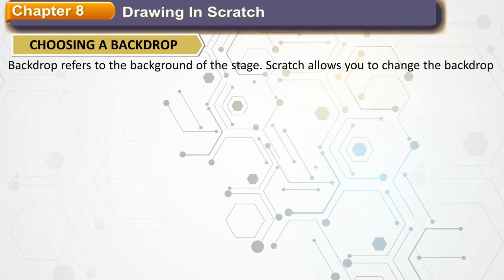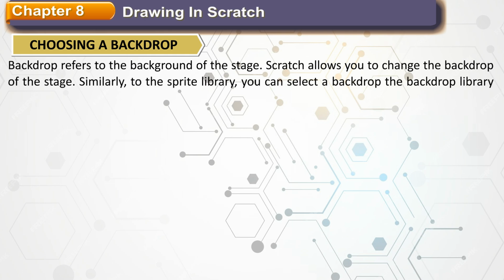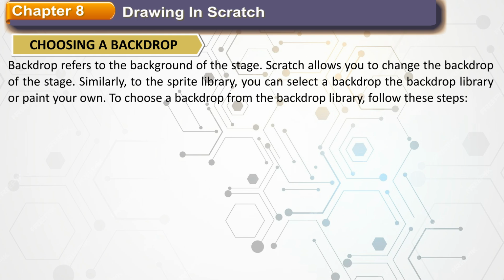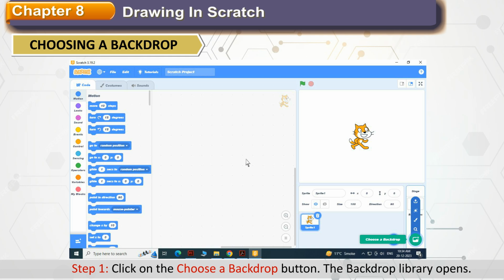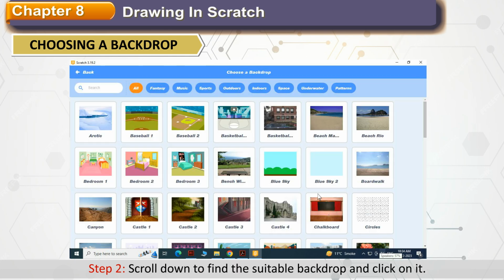Choosing a backdrop. Backdrop refers to the background of the stage. Scratch allows you to change the backdrop of the stage. Similarly to the sprite library, you can select a backdrop from the backdrop library, or paint your own. To choose a backdrop from the backdrop library, follow these steps. Step 1. Click on the Choose a Backdrop button. The backdrop library opens. Step 2. Scroll down to find the suitable backdrop and click on it. The backdrop will be applied to your project.